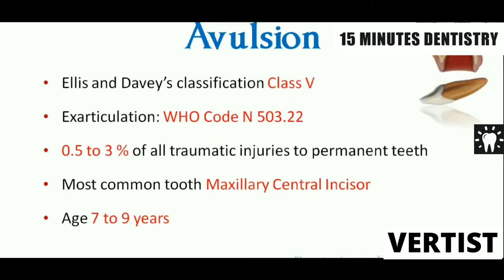The most common tooth which is avulsed is the maxillary central incisor, and it is seen at the age of 7 to 9 years. Why it is so common at this age is because the periodontal ligament is immature, the root is not completely formed, and the surrounding alveolar bone is not completely mineralized. So it is pliable. Any trauma or force to the tooth does not cause a root fracture or an enamel or dentine fracture, and generally that force might lead to the tooth coming out of the socket. That is why it is very common at the age of 7 to 9 years.